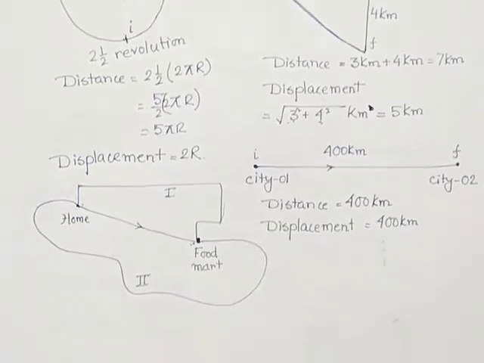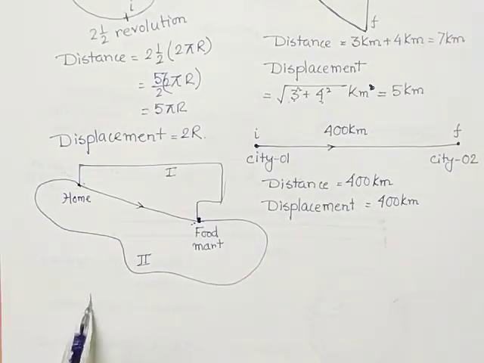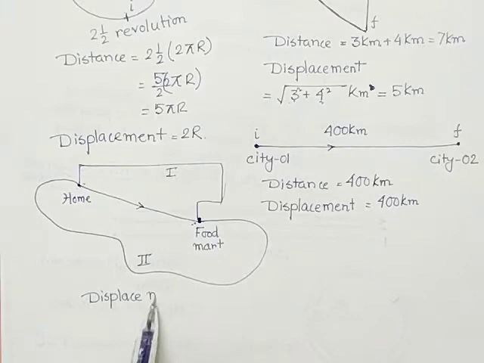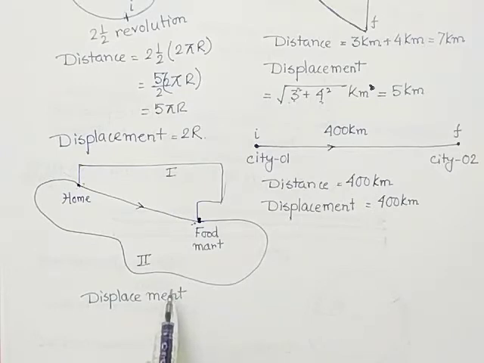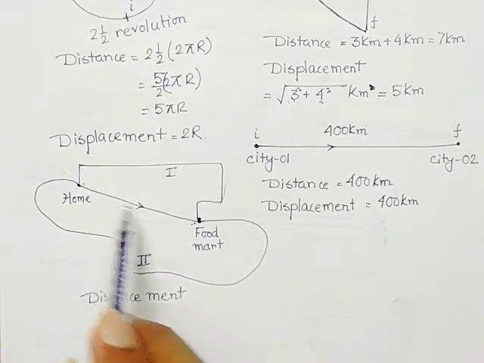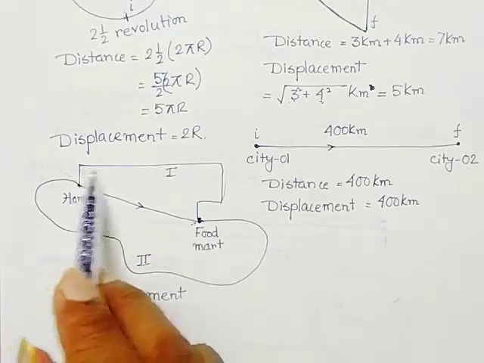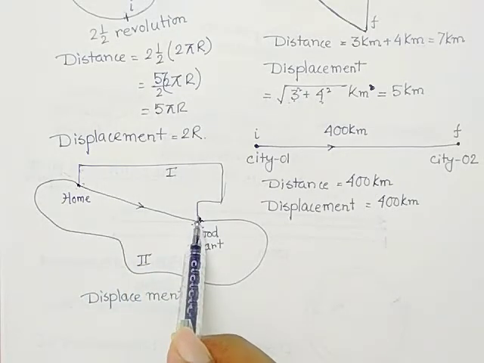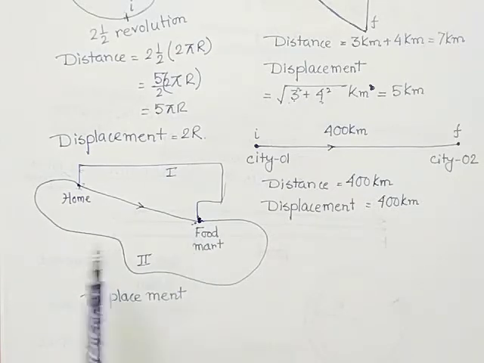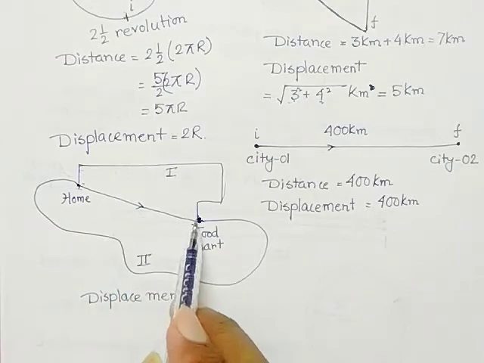So I want to say displacement is not only telling us the straight line distance between the initial point and the final point, but it also shows the direction. If you are moving from your home to the food mart along this path, this shows the path length, the distance, but home to food mart is a particular direction. It shows the direction of the displacement.